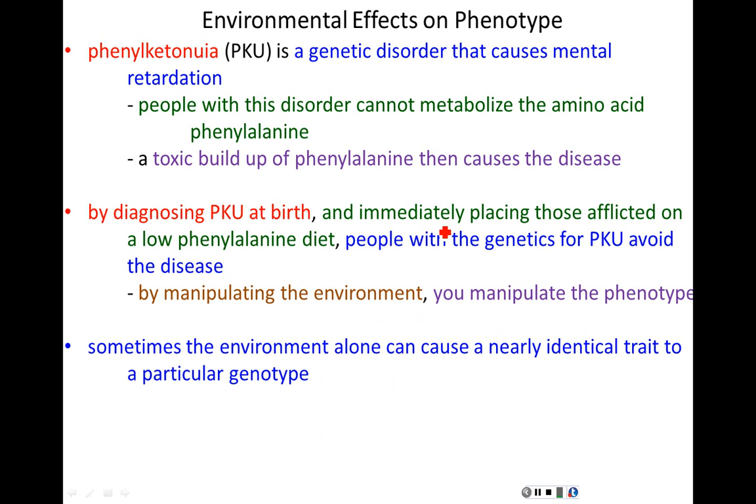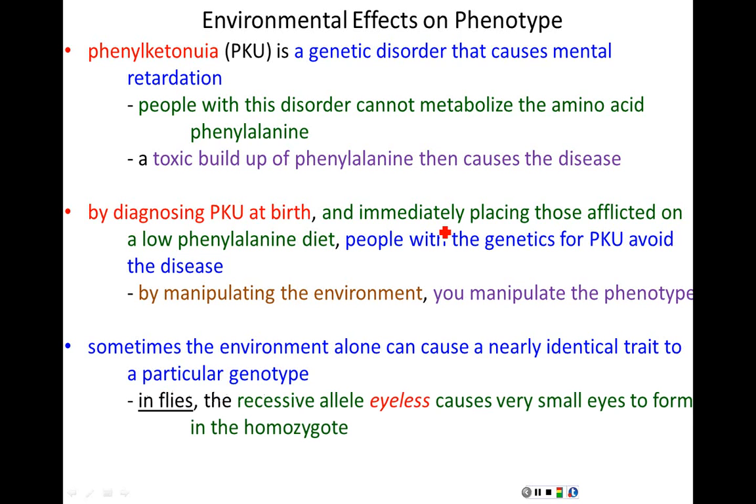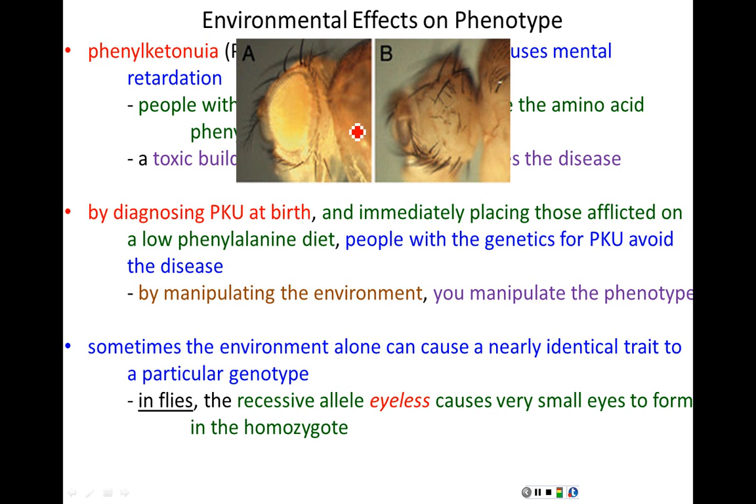Sometimes, in the most extreme case, the environment alone can mimic a mutant trait. The environment alone can give rise to a nearly identical phenotype to a particular mutant genotype. One example is the condition of eyeless in flies. In fruit flies, there is a recessive allele called eyeless that, when an individual is homozygous for it, causes very small eyes to form in the individual. Here's a normal fly on the left, here's a normal fruit fly eye, and you can see the individual on the right has virtually no eye at all. This is a genetic mutation. This is an individual that has two recessive eyeless alleles, mutant alleles.